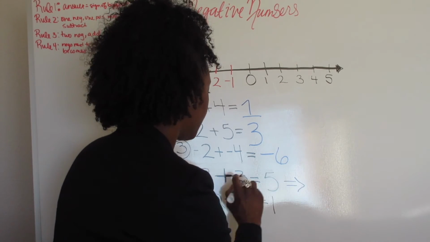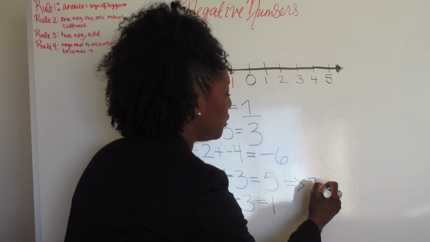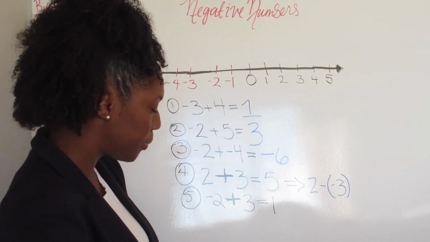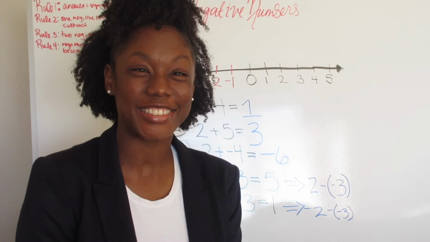So the correct way to write this before we changed it, so it said 2 minus negative 3, the proper way is to put parentheses around the negative 3. And that's it. Pretty easy, right?